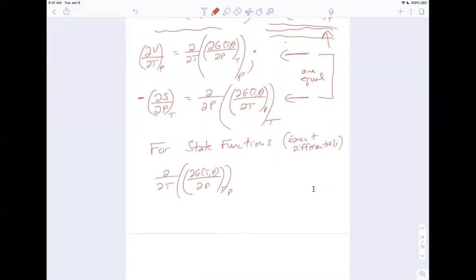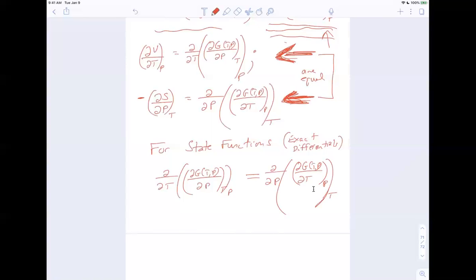Okay, so that's this term right here. I use the right hand side, I just rewrote it, and I'm going to equate it to the right hand side of this expression right here. That's going to be the partial with respect to P of the partial of G with respect to T.